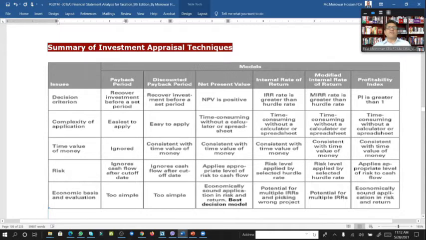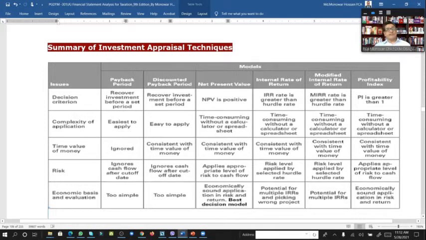Here is the summary of investment appraisal techniques. We have different types of techniques: payback period, discounted payback period, net present value, internal rate of return, and also modified internal rate of return and profitability index. So what would be the decision criteria? Payback period: recover the investment within a set period. Discounted payback period also requires the money within the period.